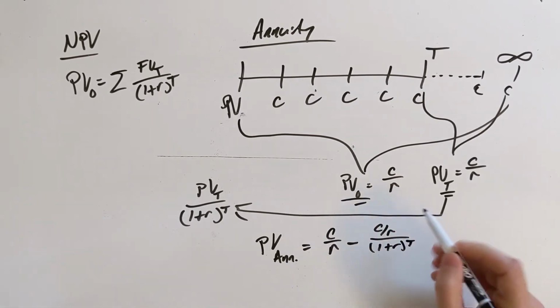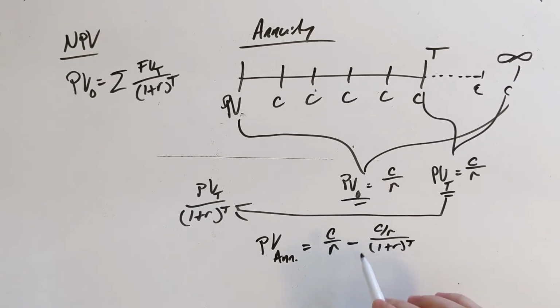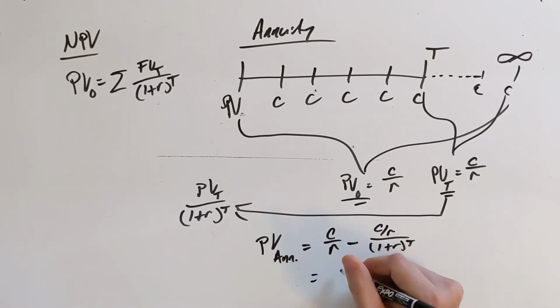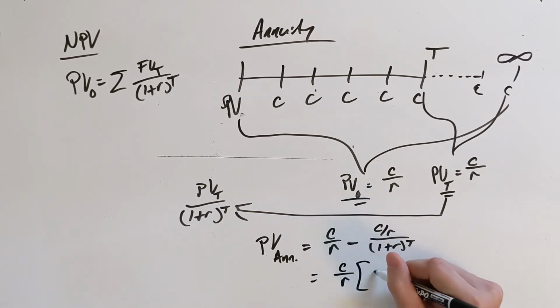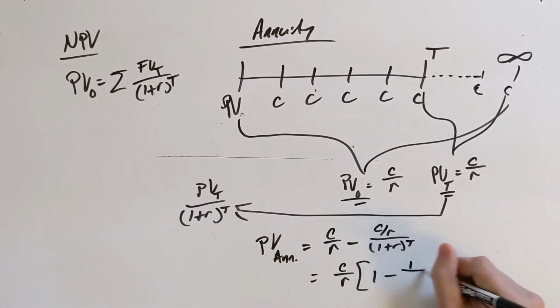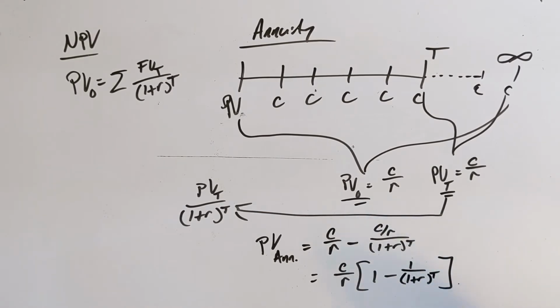All right, now this is not how you will usually see the annuity formula written. What they're going to do is pull out the common C over r, right? And so you might see C over r times 1 minus 1 over 1 plus r to the t power. And then they will also sometimes do a second step where they pull out the C as well.